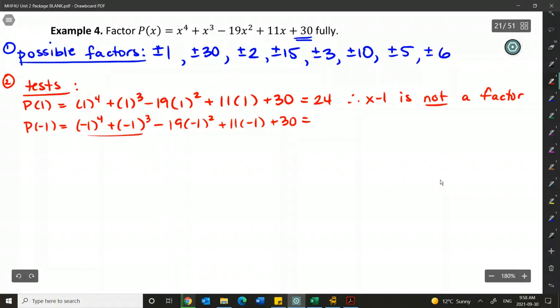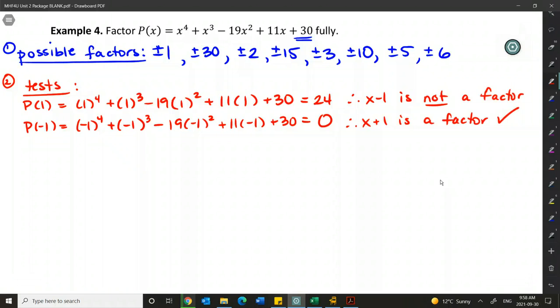So these will cancel each other, and then I have negative 19 minus 11 plus 30. That's 0. Therefore, x plus 1 is a factor. All right, so that's good. We'll go into our division.